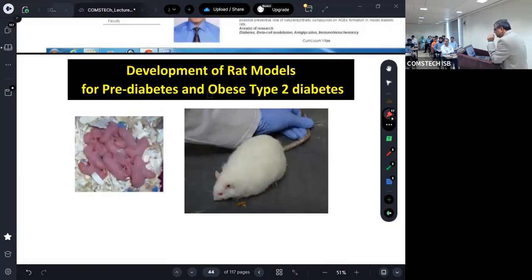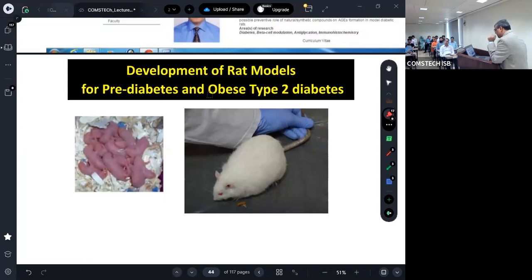I told you the facts and figures of diabetes, how it happens, and what the pathophysiology of diabetes is. Now, come to the real point: how we develop diabetes. Development of rat models of pre-diabetes and obese type 2 diabetes. From the name, it is clear, rat model. So, we chose the rat. We didn't choose the mice. What is the advantage of using rat in case of diabetes?